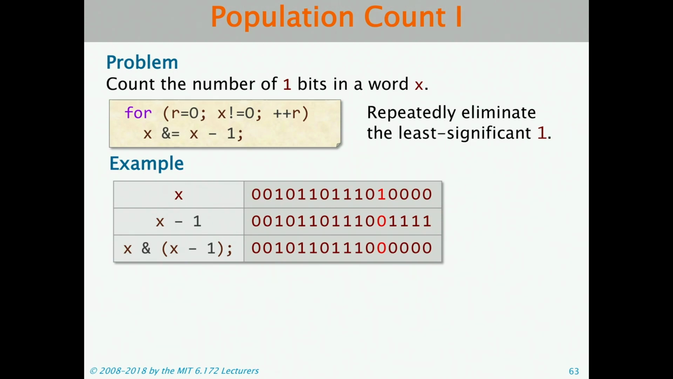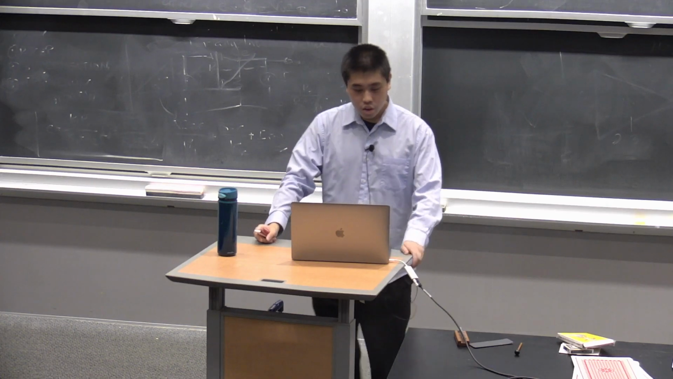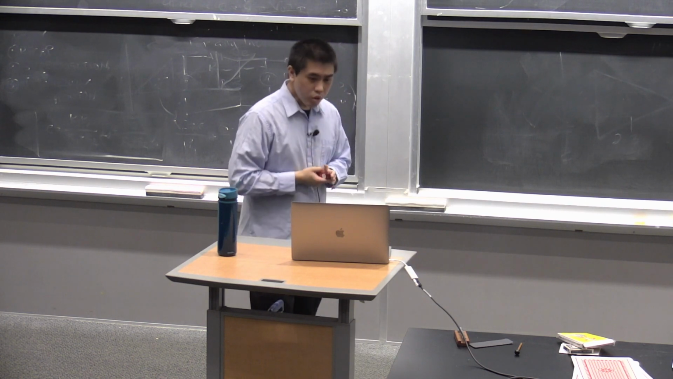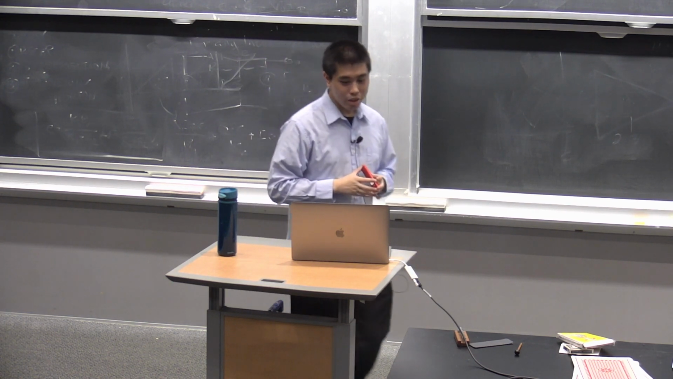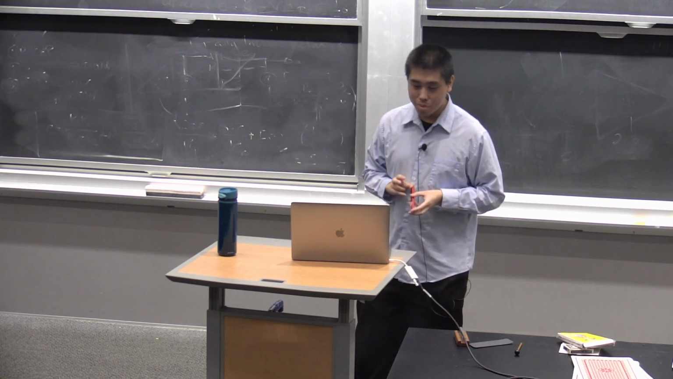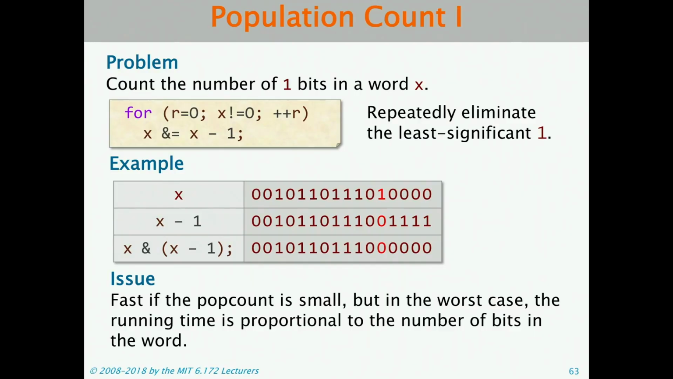OK, so this code will be pretty fast if the number of 1 bits is small, but the running time is proportional to the number of 1 bits in the word. So in the worst case, if most of the bits are set to 1, then you're going to need a lot of iterations to run this code.